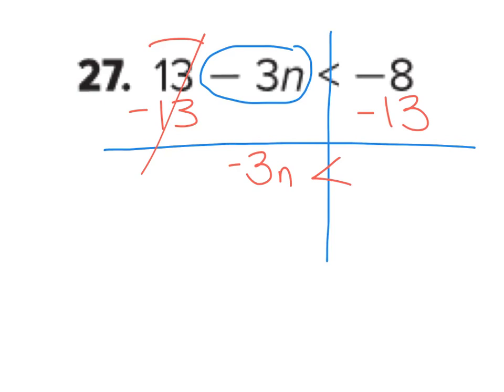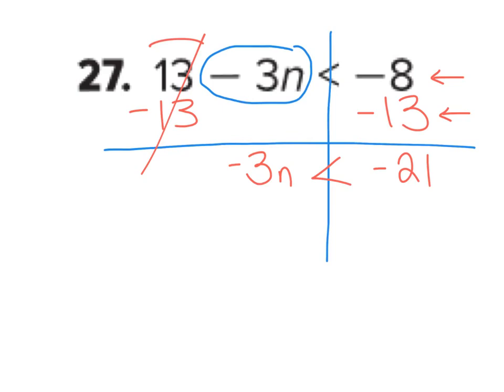Now, think of this like money. You start with $8 in debt, and then you spend $13 more that you don't have. So you are a total of $21 in debt. And when you're in debt, that's the same as a negative. You're below 0. You have no money.